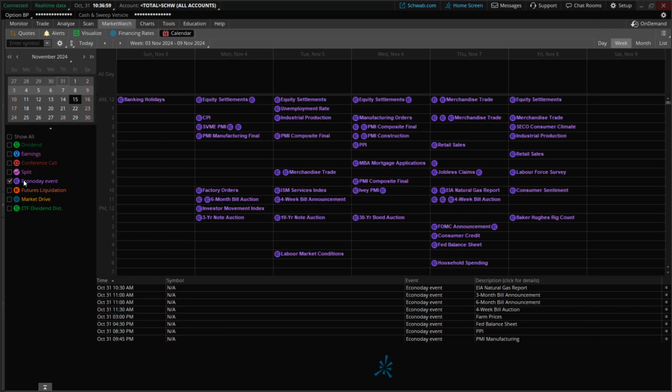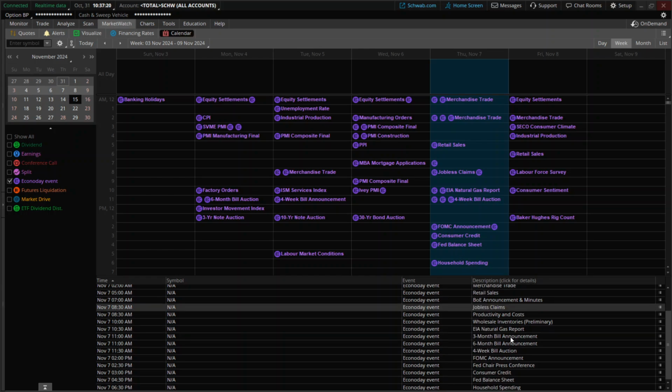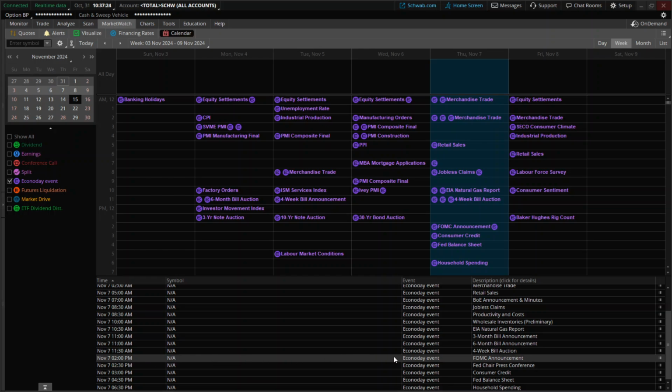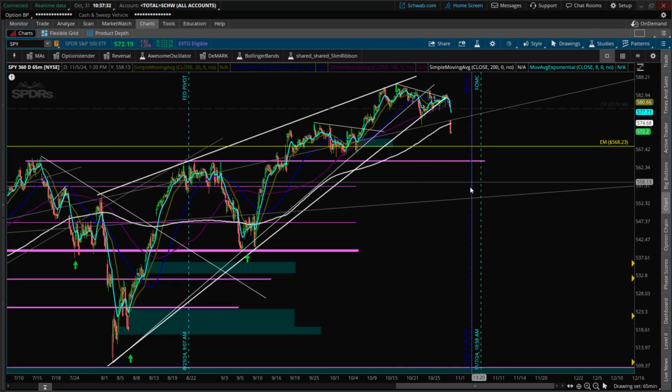Here's how you use the Thinkorswim. You can go to Market Watch, go to Calendar, Econo Day Events, and I believe FOMC. Here we go. It's on a Thursday. All right. So we have FOMC on Thursday at 2 p.m. Usually it's on a Wednesday. It's kind of funny. It's probably moved because of the election. So two catalysts going into next week.